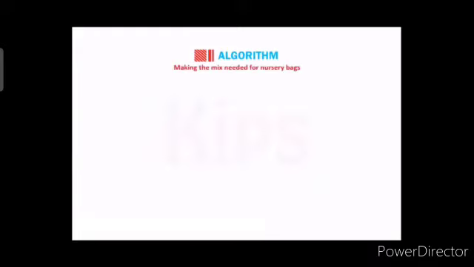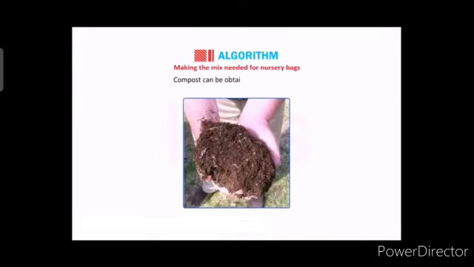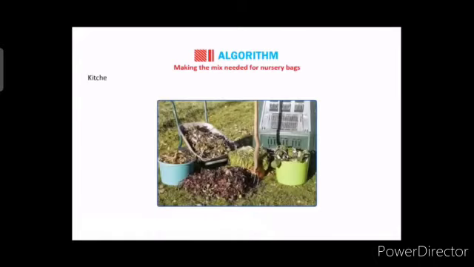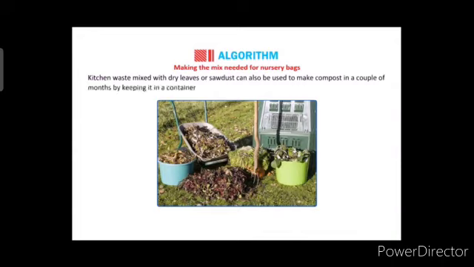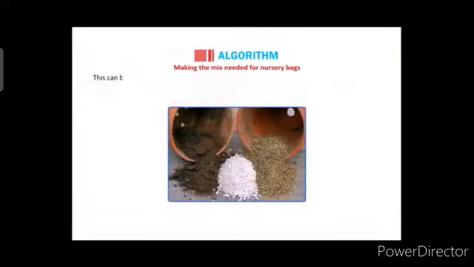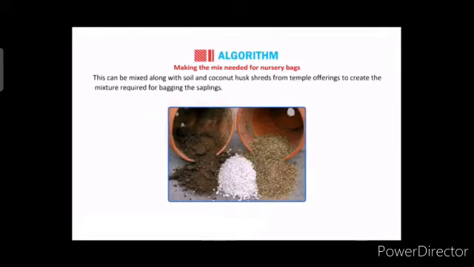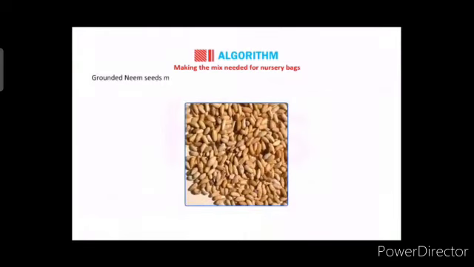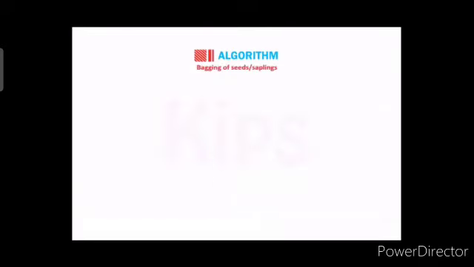Making the mix needed for nursery bags. Compost can be obtained from nurseries. Kitchen waste mixed with dry leaves or sawdust can also be used to make compost in a couple of months by keeping it in a container and mixing it to aerate it regularly. This can be mixed along with soil and coconut husk shreds from temple offerings to create the mixture required for bagging the saplings. Ground neem seeds make a natural pesticide and can be added to the mix to help seedlings survive longer.